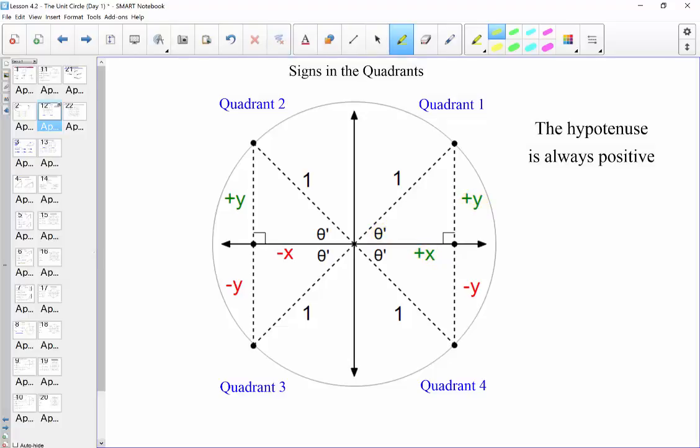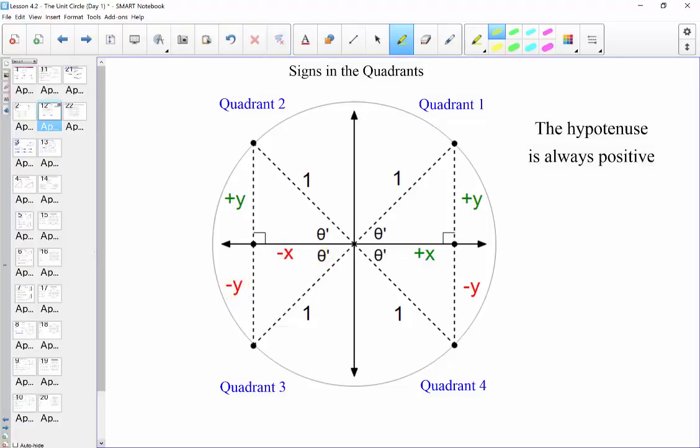If we look at quadrant 2, the opposite side, positive y, over the adjacent side, negative x, a positive over a negative is a negative value. So the tangent is negative in quadrant 2. In quadrant 3, the opposite side would be negative y over the adjacent side, negative x. Now a negative divided by a negative is a positive. So the tangent is positive in quadrant 3.